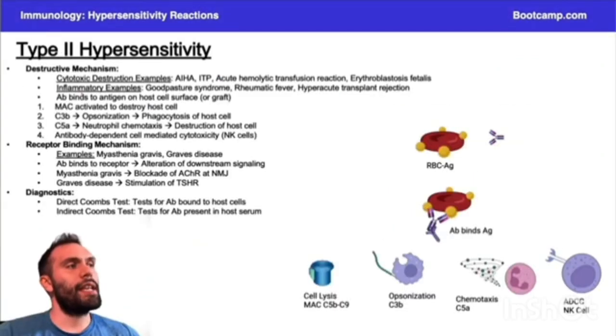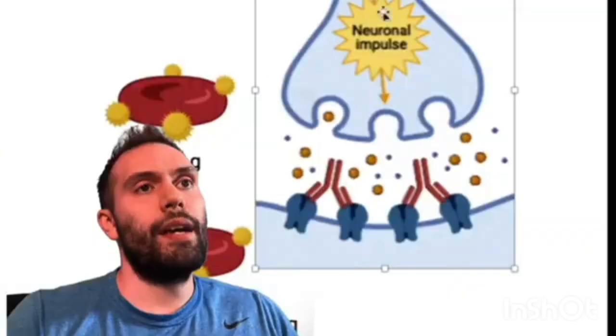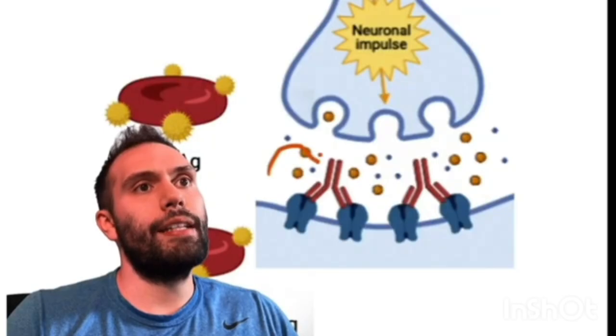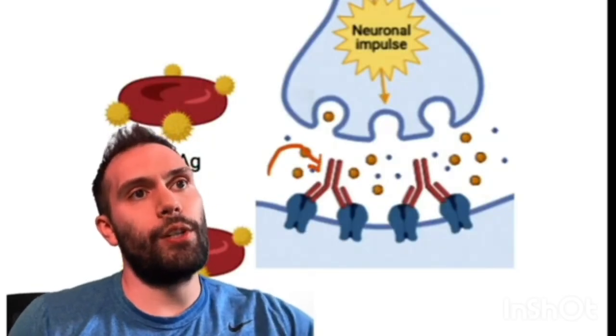So in the first few examples, we're talking about cells that are essentially marked for destruction. But now you can imagine these antibodies, instead of necessarily marking things for destruction, can also act to bind to things. They can bind to receptors or they can block receptors. So if we're talking about something like myasthenia gravis, for example, you can see these IgG antibodies are essentially binding to the acetylcholine receptor here in the neuromuscular junction.